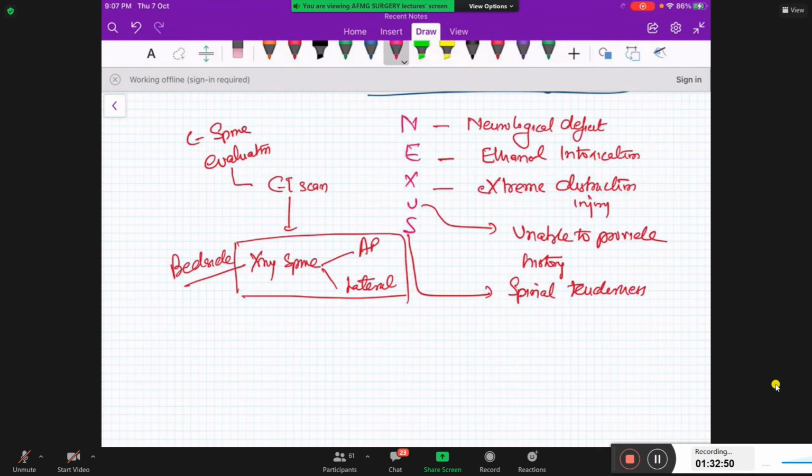Our question is, even if the patient can move, we will still do a bedside X-ray. A cervical spine injury patient, where you are suspecting a cervical spine injury, you think will be moving?